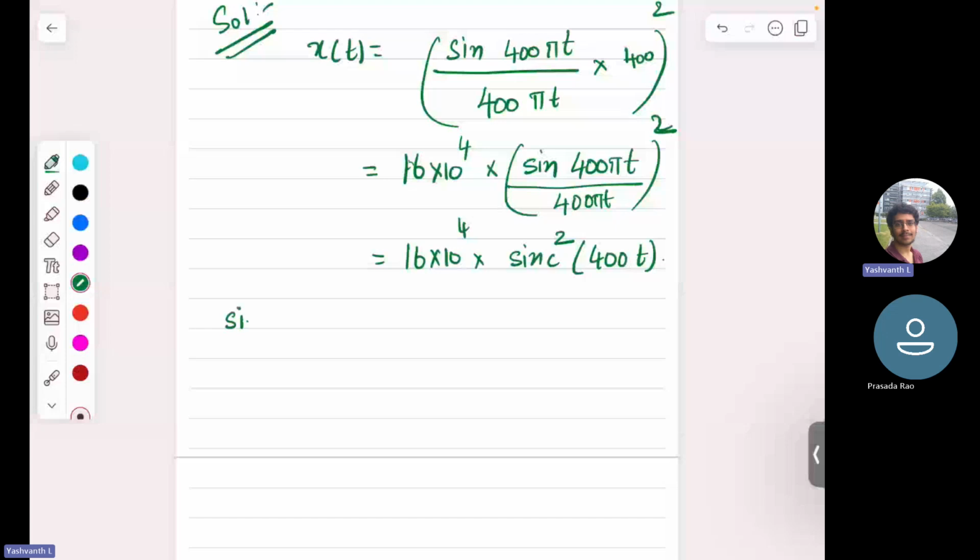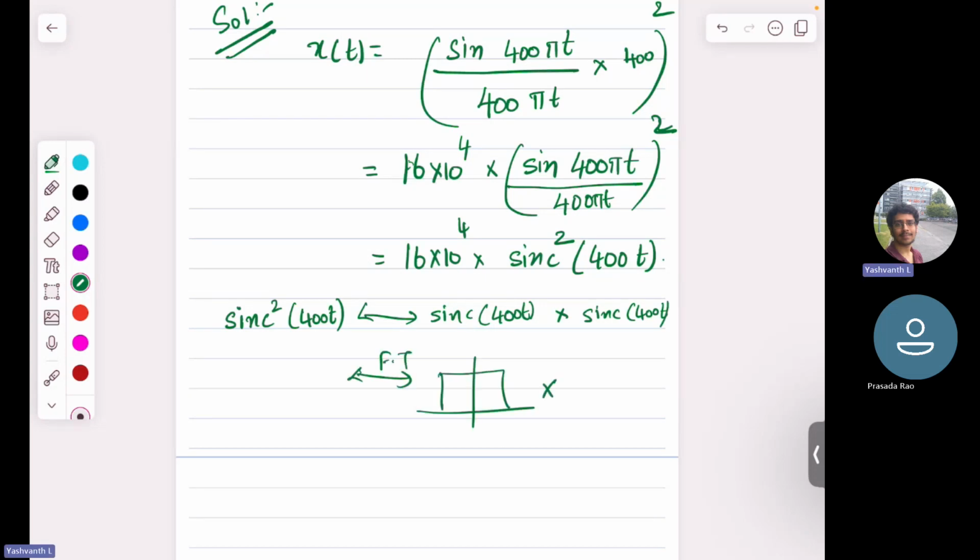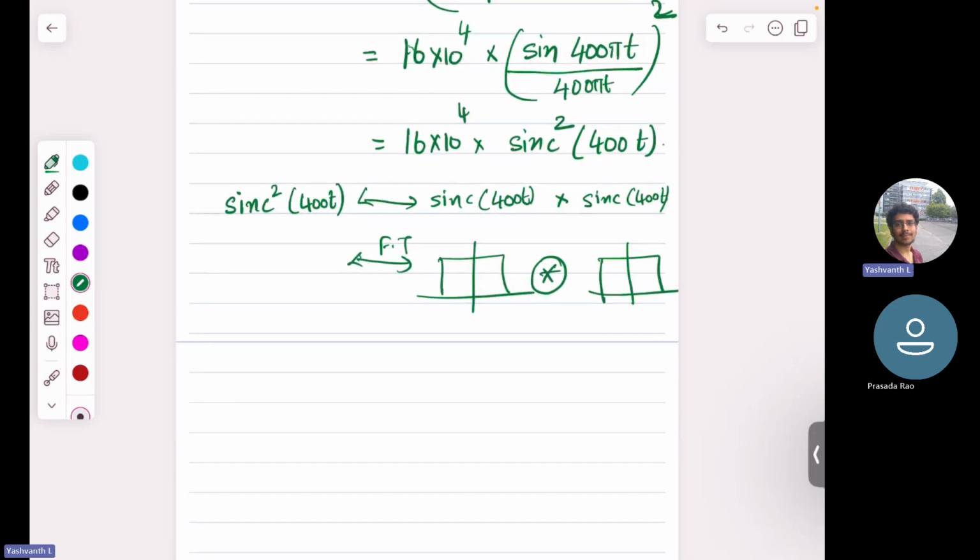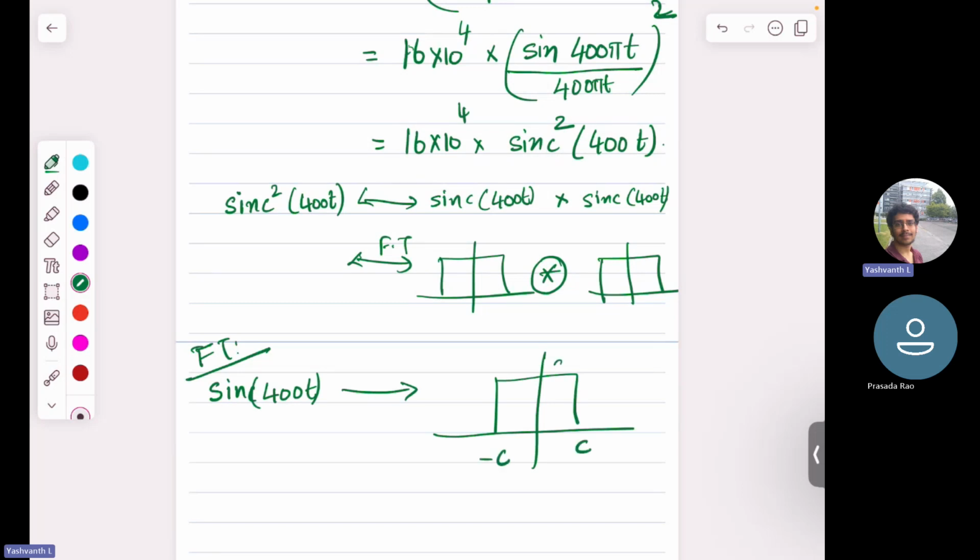So basically you can write sinc square of 400t as sinc of 400t into sinc of 400t, which is the same as, in the Fourier domain, a rectangle convolved with another rectangle. First let me find the Fourier transform of sinc 400t. What is the Fourier transform? Just a rectangle, right? Basically a is equal to 1 and b is equal to 400.